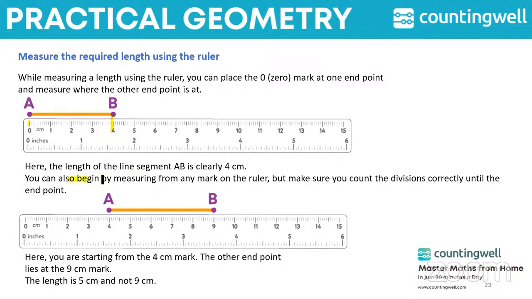Also, you can use this trick. You can begin by measuring from any mark on the ruler, but make sure you count the divisions correctly until the end point. So instead of 0, if you place 4 at the end point A, and you check where the other end point lies, you will get it is on the 9 centimeter mark. So the length will be 9 minus 4, which is 5 centimeter.